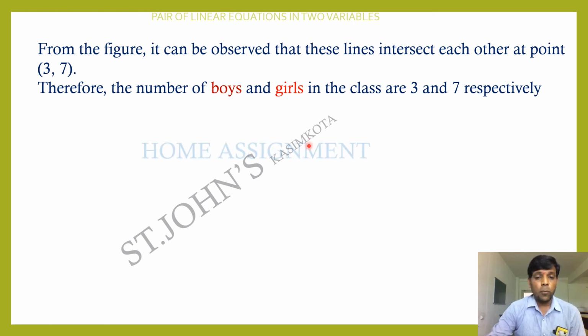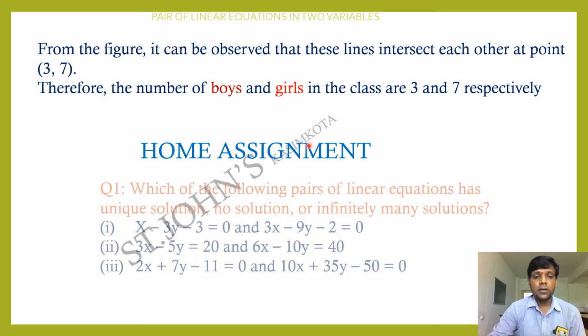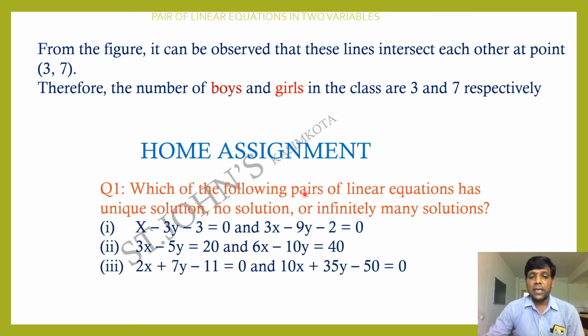So today's home assignment. First question, which of the following pairs of linear equations has a unique solution, no solution, or infinitely many solutions? Already gave three questions: x minus 3y minus 3 equals 0 and 3x minus 9y minus 2 equals 0. Second question, 3x minus 5y equals 20 and 6x minus 10y equals 40. Third one, 2x plus 7y minus 11 equals 0 and 10x plus 35y minus 50 equals 0.